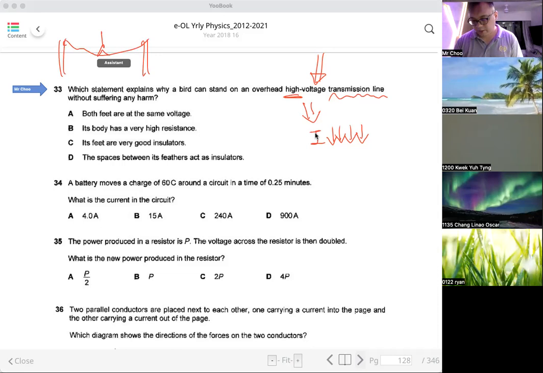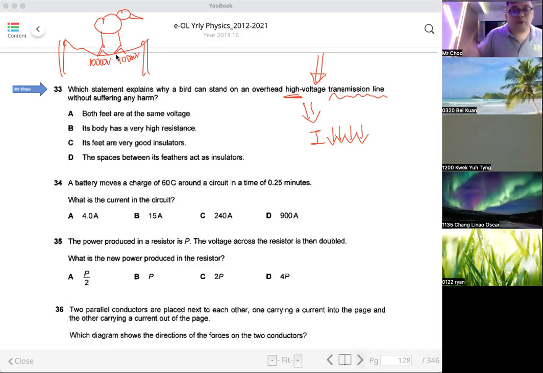So for a bird on this wire, it's okay for them to land. Why? Maybe at this point it is 10,000 volt. The other point is also 10,000 volt. So both points are 10,000 volt, there is no potential difference. The bird will not get electrocuted.